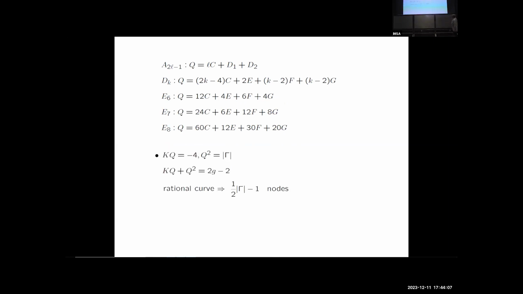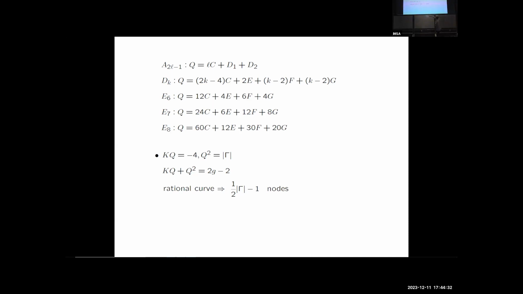Now, if you look at this, you can evaluate certain things. If you take the intersection with the canonical divisor, you get -4. You find that, just by evaluation at this point, Q squared, the self-intersection number, is the order of the group gamma. So right at the end, I'll try and give you one explanation.